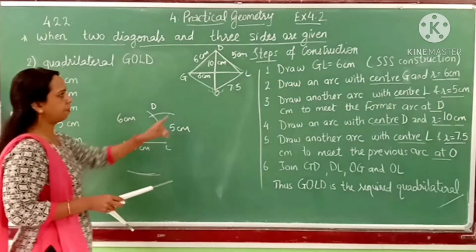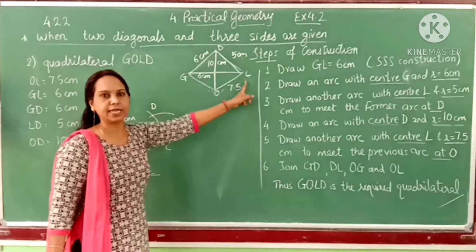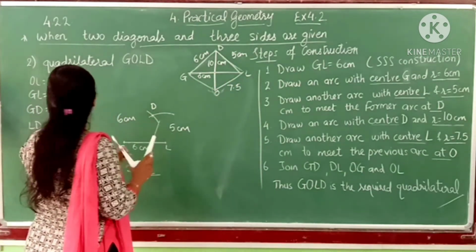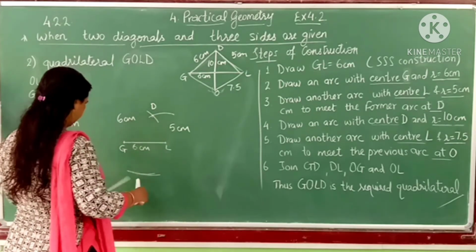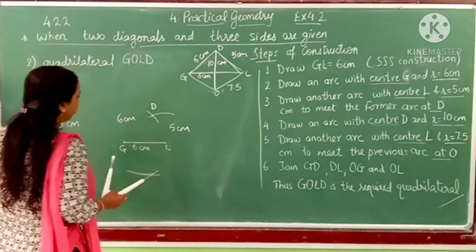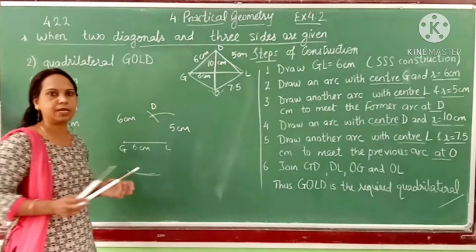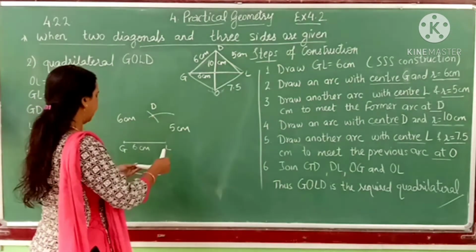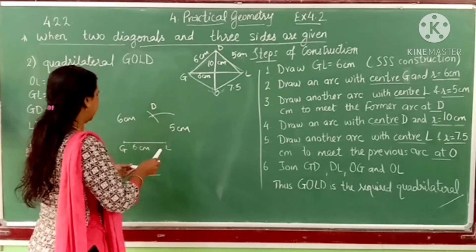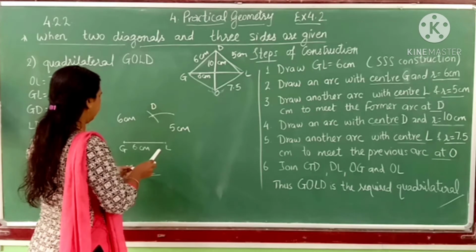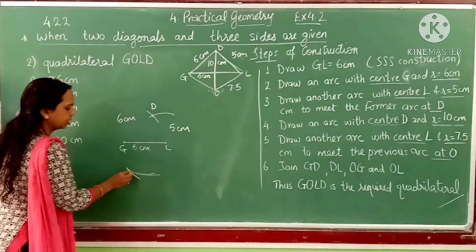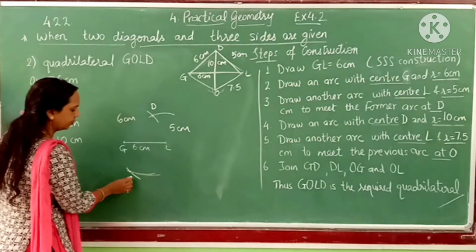Now next step, what we will take, L as the center with 7.5 radius. So we will take 7.5 radius here. You can have your accurate measurement with the scale and the rounder. So here we will write 7.5, it will come here somewhere. Okay, so this is our point O.